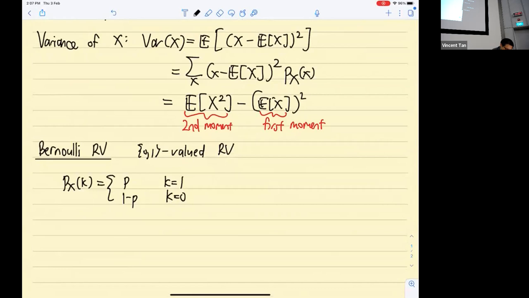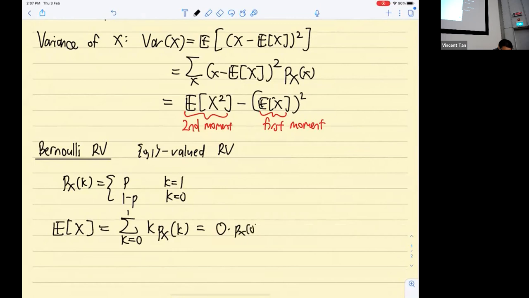Let's calculate the expectation and the variance. The expectation value of X is nothing but the sum over all possible values of k, where k runs from 0 to 1, of k times P_X(k). So k equals 0: 0 multiplied by the probability at 0, plus 1 multiplied by the probability at 1. That's the formula. P_X(1) is nothing but p, and P_X(0) is nothing but 1 minus p. So this becomes p, so the expectation value is p, all right?